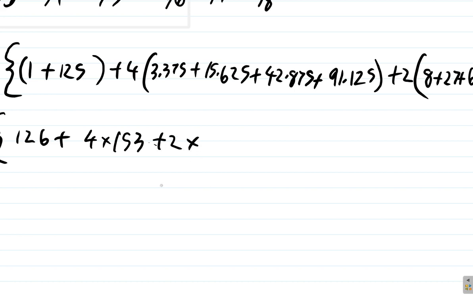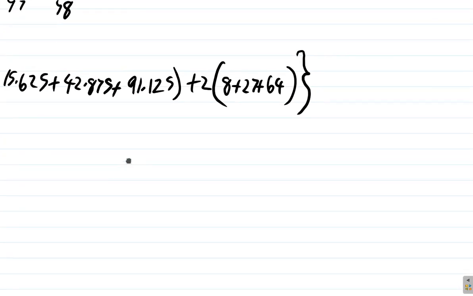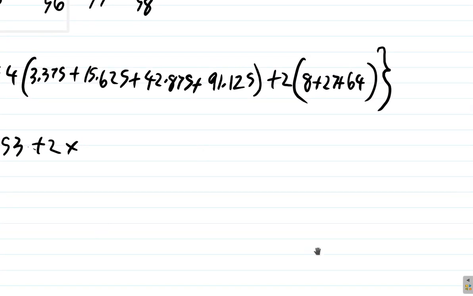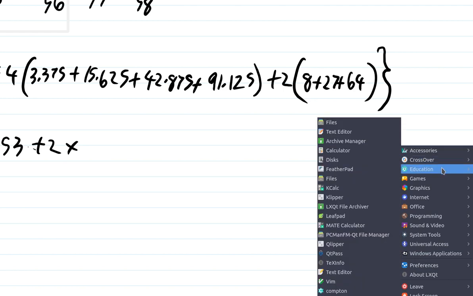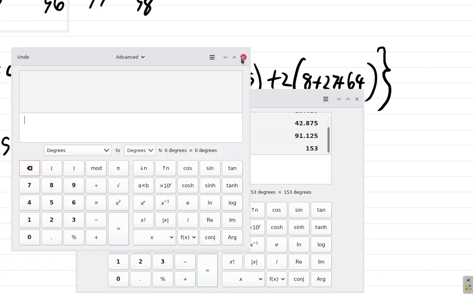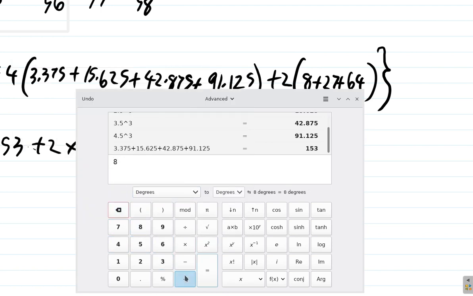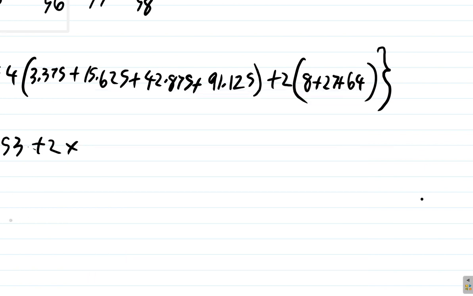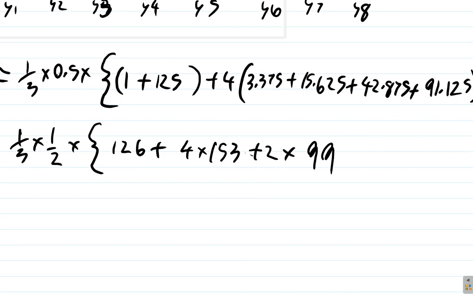plus 2 times. So we sum up the even strips now. This is going to be 8 plus 27 plus 64 equals 99. Right? We have 99. And then we close our bracket.